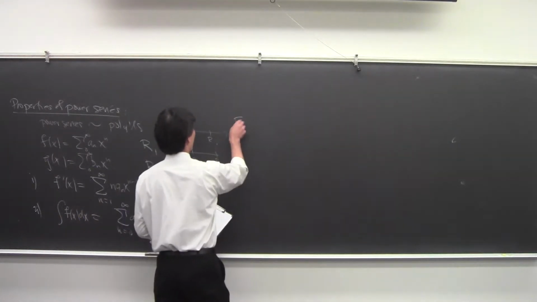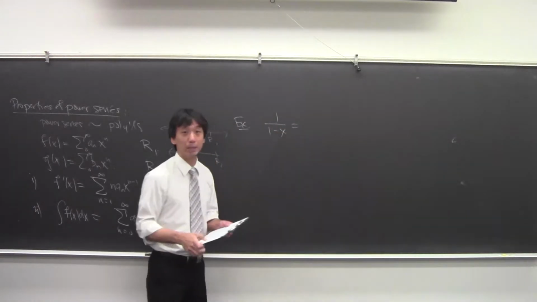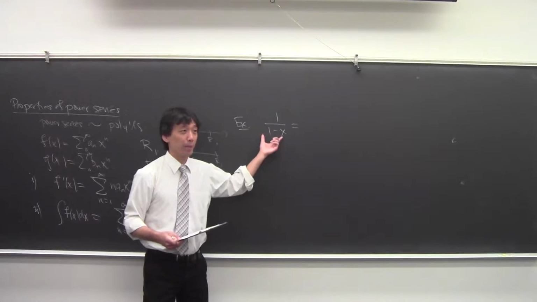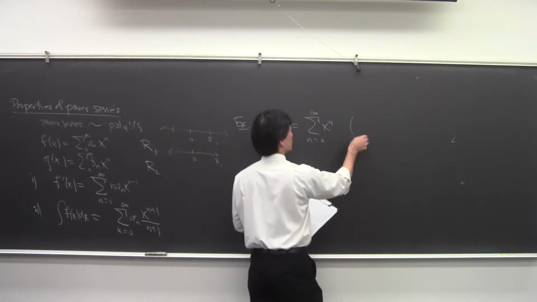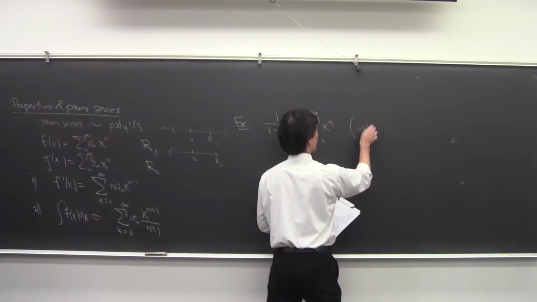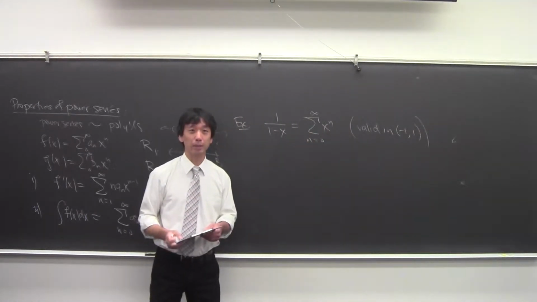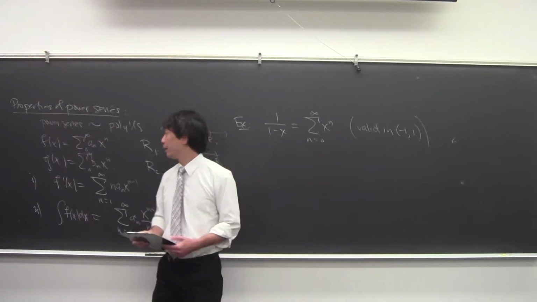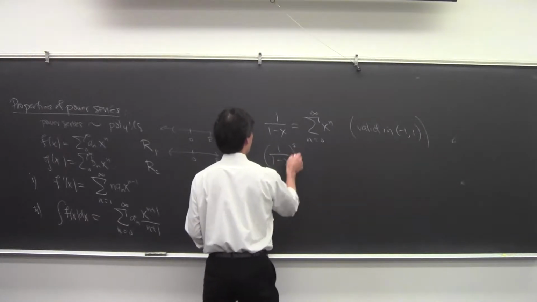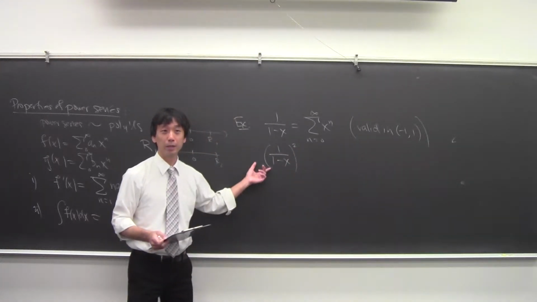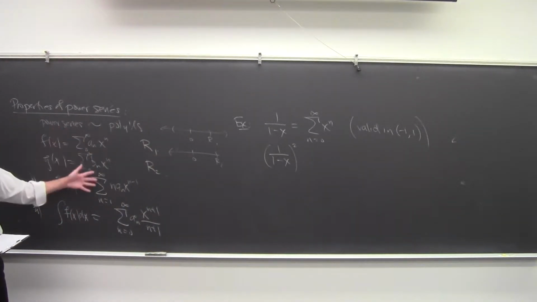So just to give an example, you remember we have 1 over 1 minus x, right? And this thing has a power series, the summation of x to the n from 0 to infinity, and it's valid in (-1, 1). Now if I asked you to get the power series of 1 over (1 minus x) squared, then what this theorem says is that you can figure it out.